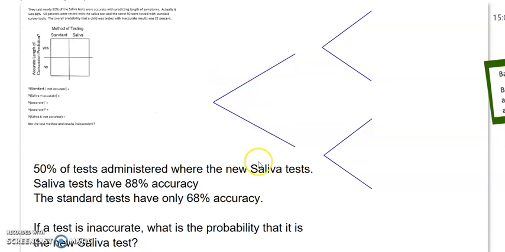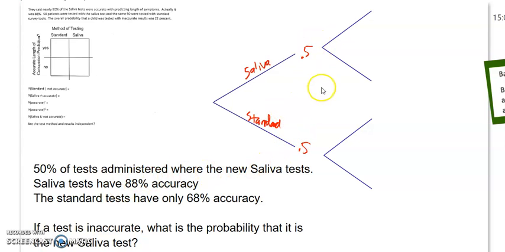Okay, so I'm going to make this first branch saliva test versus the standard test. So I've got the new saliva test. And 50% of the time they're using that. And then here's the standard test. And that's 0.5 as well, just by the complement rule.